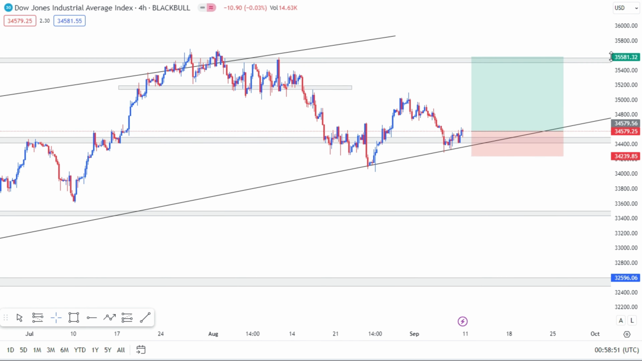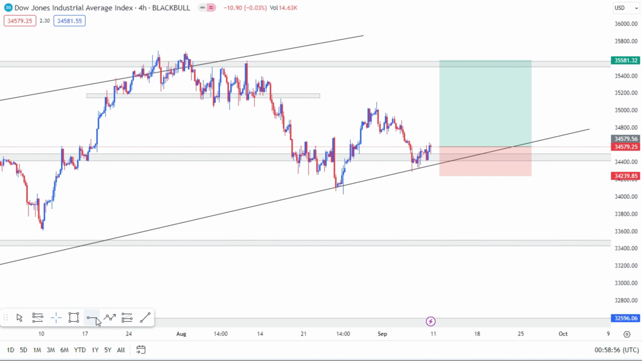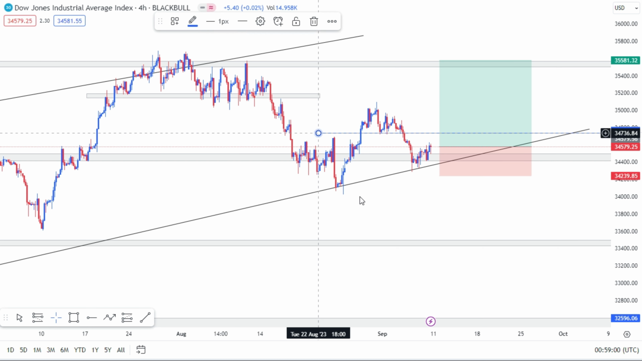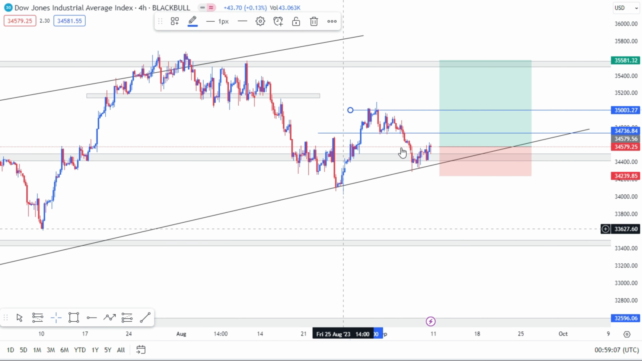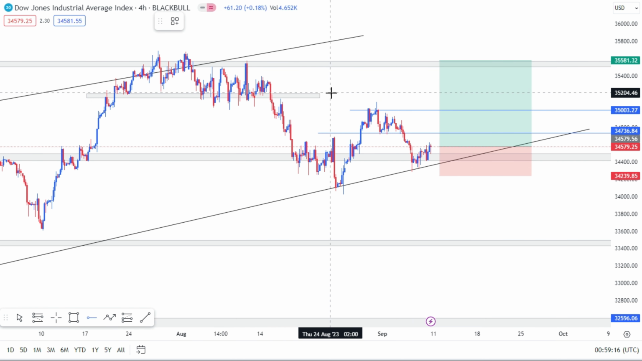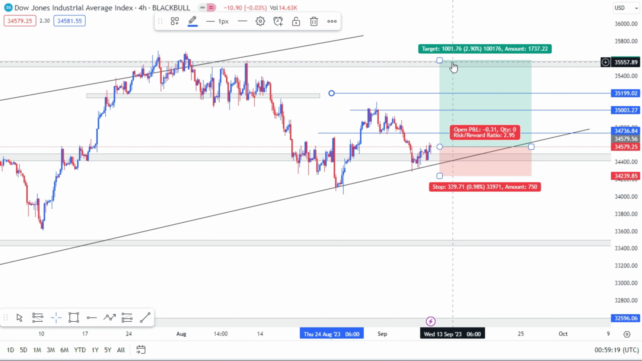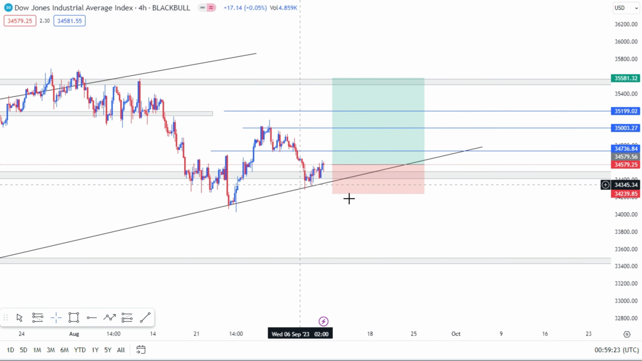So this is our setup for this upcoming week, and we're going to have our first take profit right over here. The second one over here, as it's possible that the market could fail to break this level again, and the third one right over here, and the overall one right over there. So this is the setup for US30 that we have.